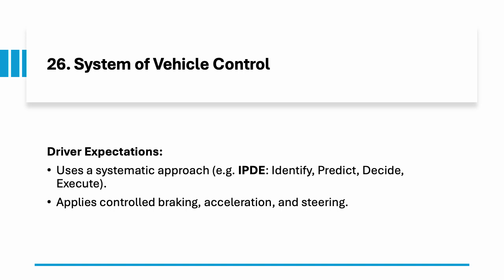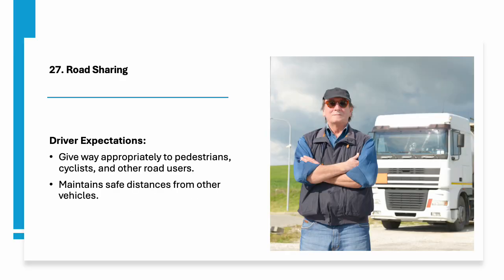System of vehicle control. Driver expectation: uses a systematic approach. For example, one method is the IPDE: identify, predict, decide, and execute. Applies control of braking, acceleration, and steering. Road sharing. Driver expectations: gives way appropriately to pedestrians, cyclists, and other road users. Maintains safe distances from other vehicles.